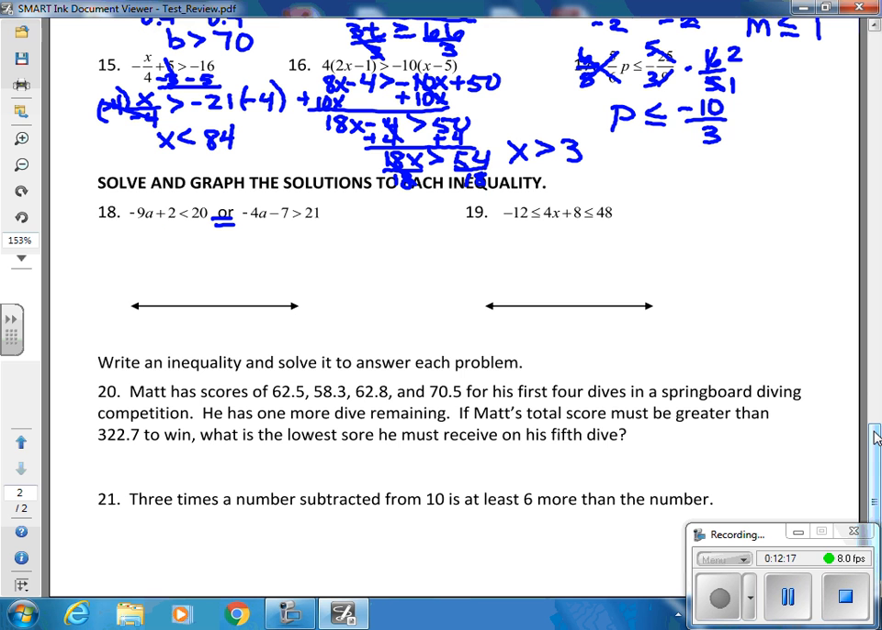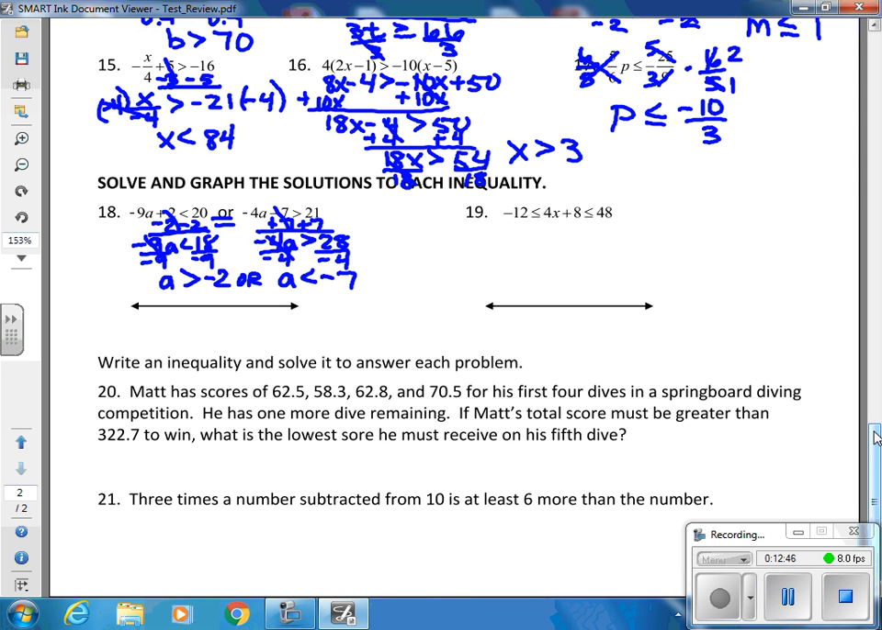Right, so this is -2 on both sides. Now you've got -9a is less than 18. Divide by -9, which means you have to flip the sign. So a is greater than -2. Write the word or. Then go and solve the other one. Add 7 to both sides. Now you have -4a is greater than 28. Divide by -4, and once again, you're going to have to flip the signs. So a is less than -7.